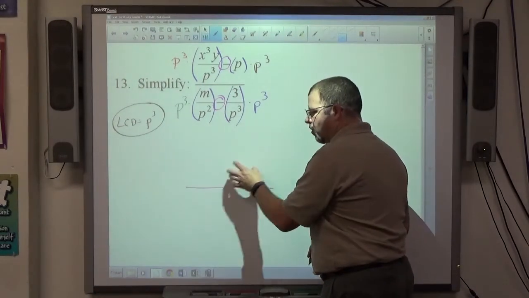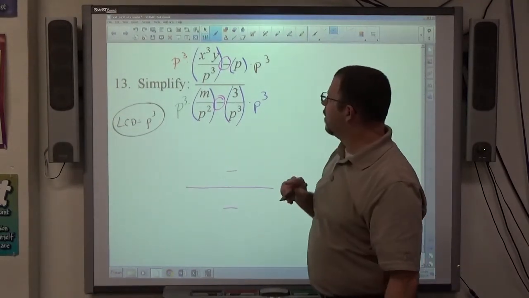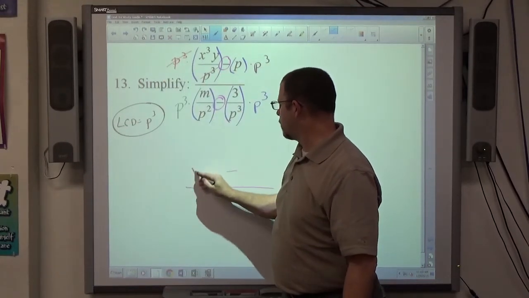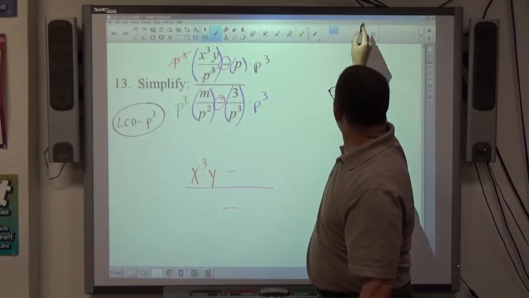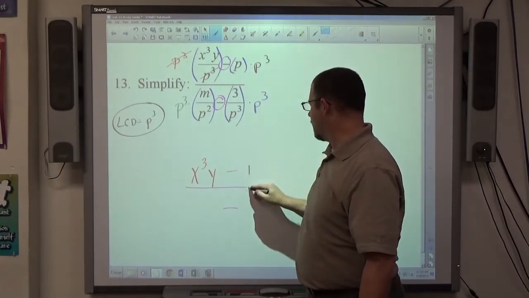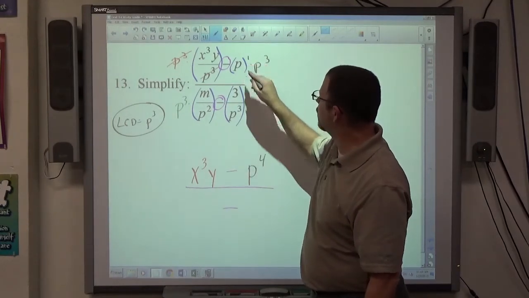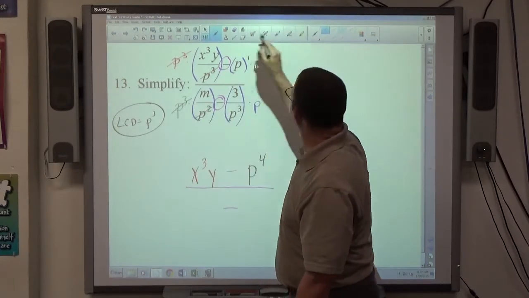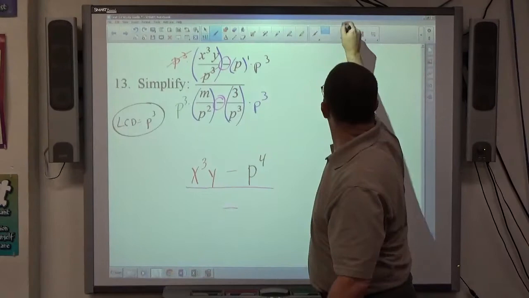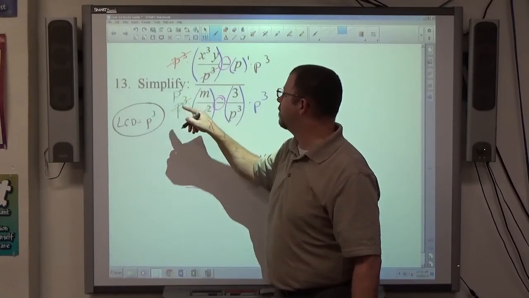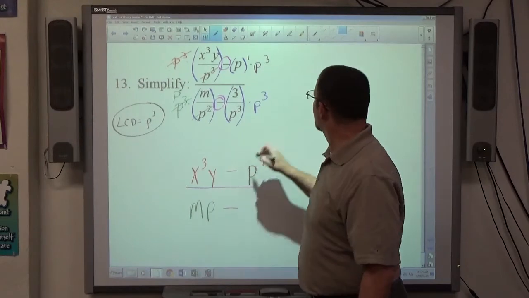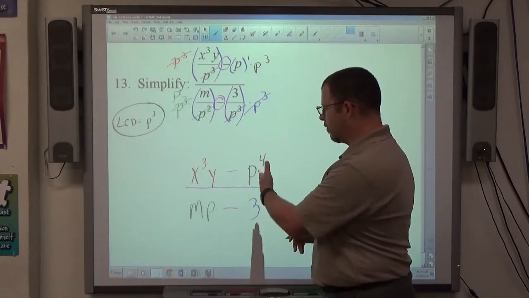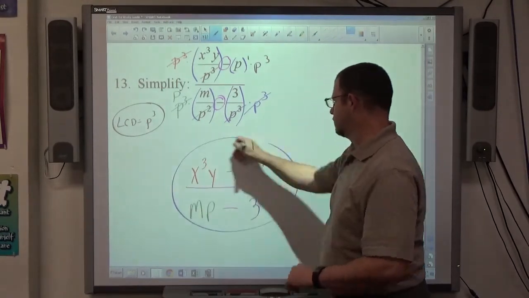I get object 1, object 2, object 3, object 4. And we get each object by simplifying. Numerator object cancels by denominator object. We're left with just the numerator, x cubed y. Non-fraction times non-fraction just makes a bigger non-fraction. 3 plus 1 makes 4. Numerator divides by denominator, leaves me with a p. P squared goes into p cubed p times, m is mp. And p cubed cancels p cubed, leaving us with just minus 3. Simple fraction, simple numerator over simple denominator. Answer's done.